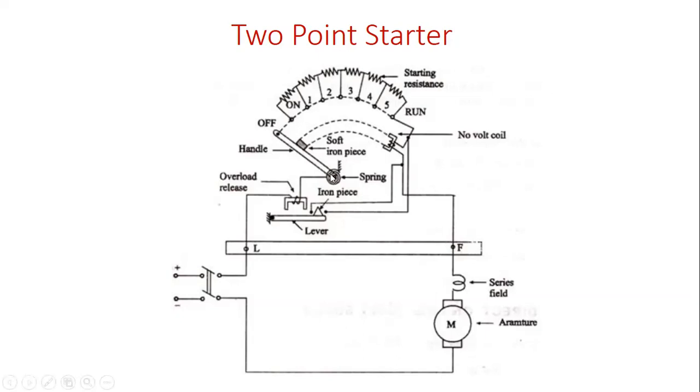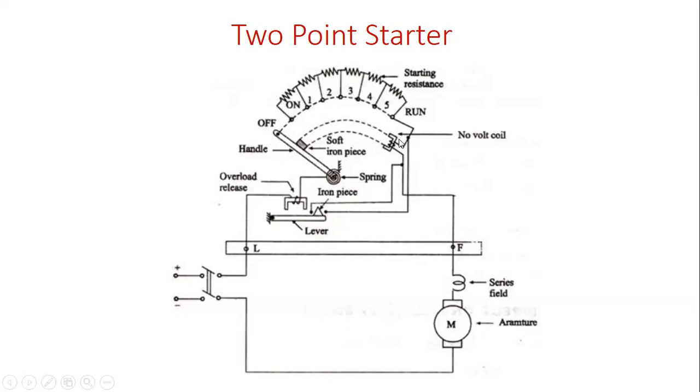Now consider the handle has come to the run position. Previously the handle was in the off position, and now the handle is in the run position. It is fixed to the run position. When it is fixed to the run position, see here, this one will be an electromagnet.